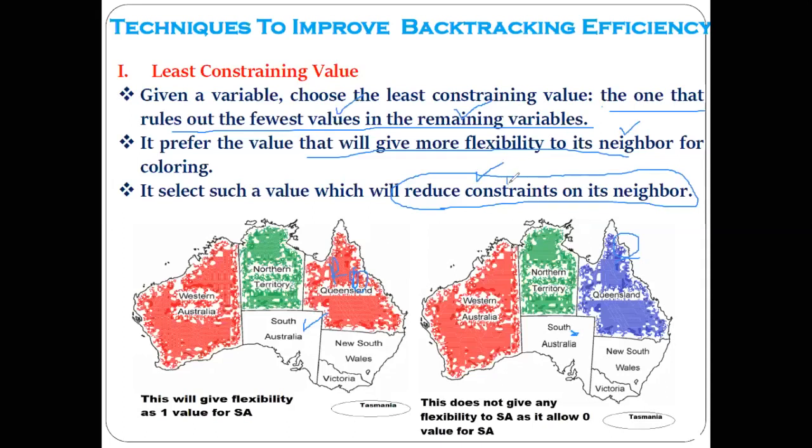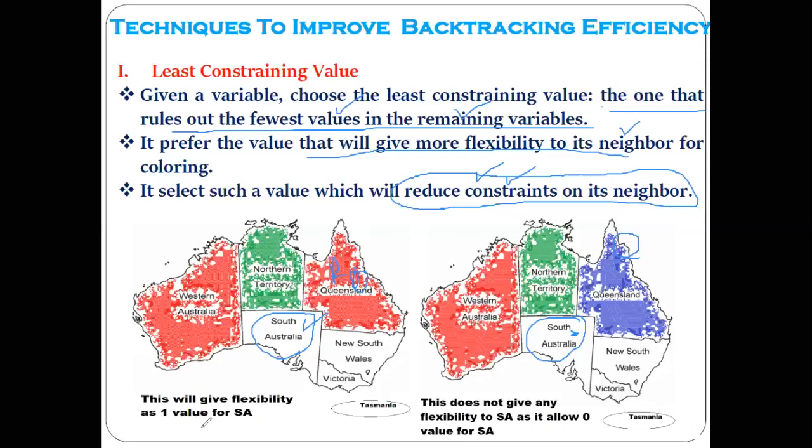Yes, what is the meaning of reduce the constraint on its neighbor? It means this neighbor has some option as a color to select there. But here there is no option for South Australia to choose the color. Getting the point?